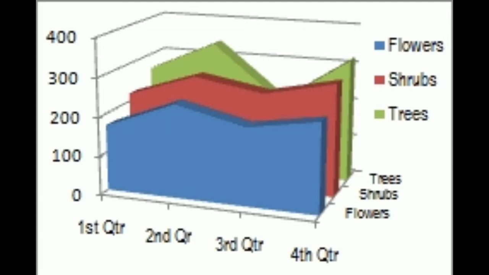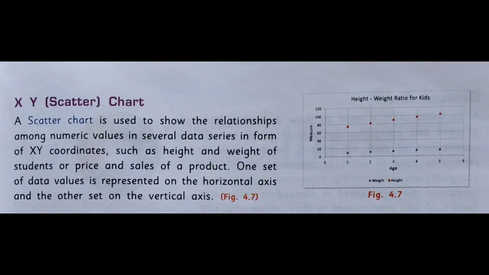Next is XY or scatter chart. A scatter chart is used to show the relationship among numeric values in several data series in the form of XY coordinates, such as height and weight of students or price and sales of a product. One set of data values is represented on the horizontal axis and the other set on the vertical axis.